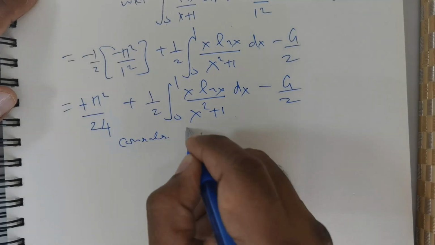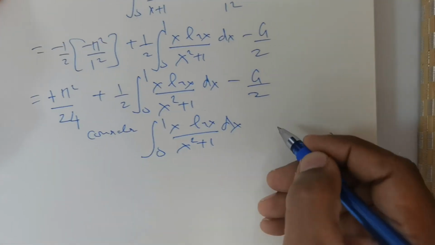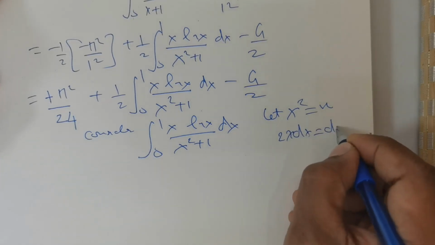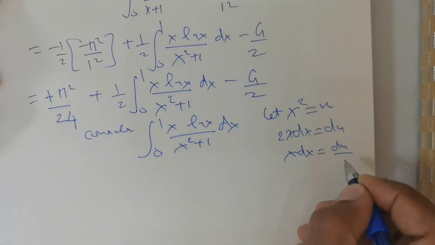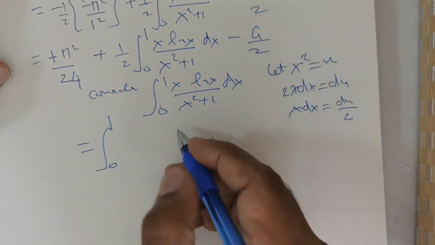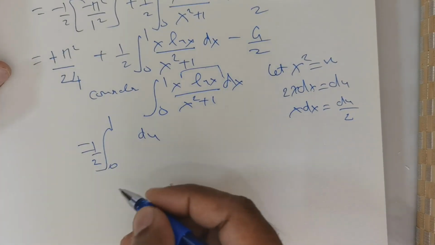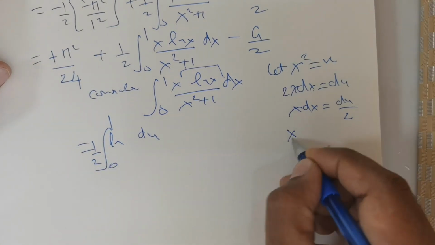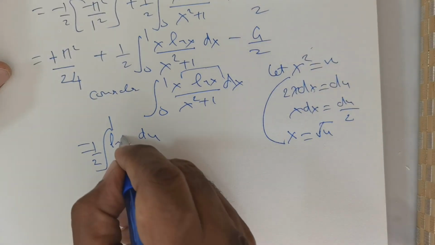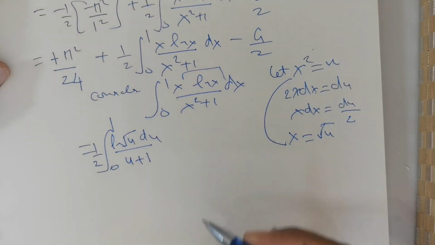So let me consider integral 0 to 1 x times ln x over x squared positive 1 dx. Now let me take x squared is equal to u. So this is 2 times x dx is equal to du. So x dx is equal to du over 2. The limits don't get changed. They remain as it is. In place of x dx, I substitute du over 2. I place a 2 here. In place of x, x squared is equal to u. So x is equal to root of u. So this is going to be root of u divided by x squared is u positive 1.